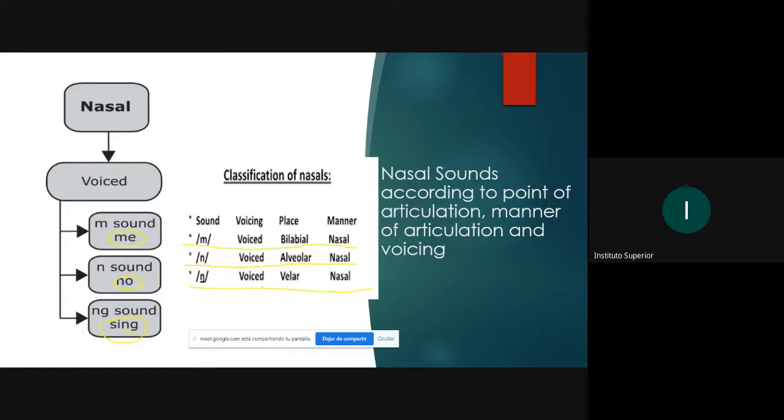Nasal sound according to point of articulation, manner of articulation, and voicing. A nasal sound is a consonant produced by redirecting the air through the nose instead of allowing it to go out through the mouth. In this case, the air goes through our nose.